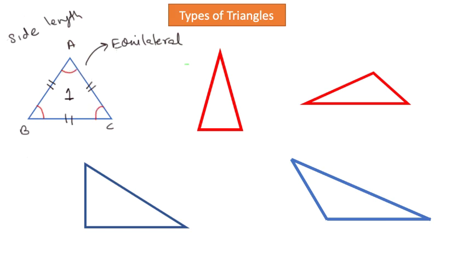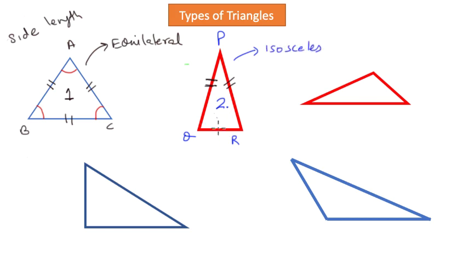But anyway, this is one type of triangle, and the second is triangle PQR. This triangle is different from an equilateral triangle in a way that equilateral had all 3 sides equal. What if I have only 2 sides equal? Let's say the line segment PQ measures the same as line segment PR. Such triangles, when they have 2 sides equal, are called isosceles triangles.